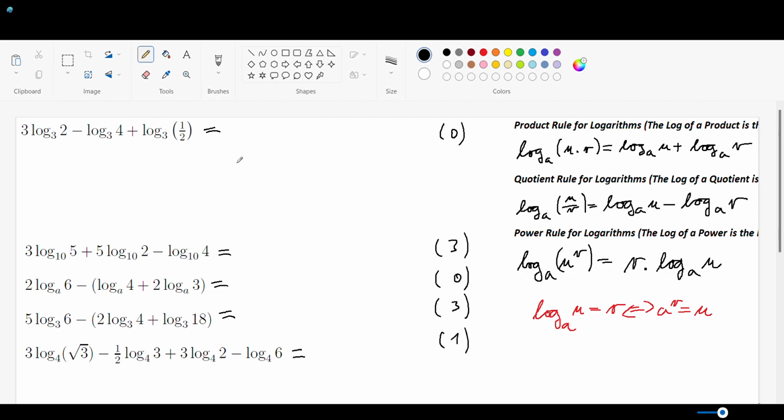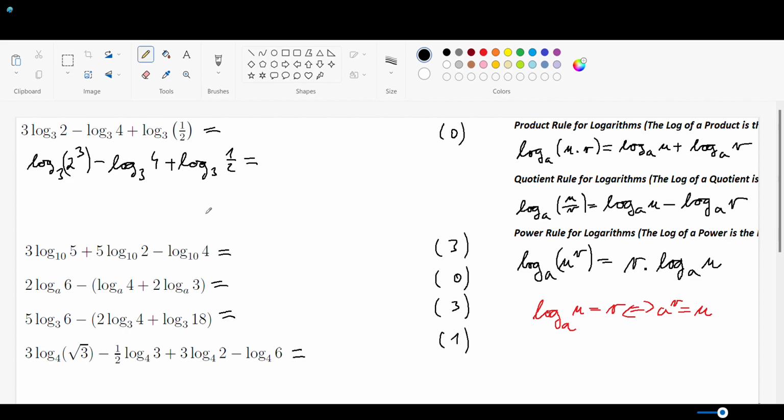First of all, you apply the power rule for logarithms, which means this numerical expression can be written like logarithm base 3 of 2 to the power of 3, take away logarithm base 3 of 4, plus logarithm base 3 of 1 over 2, is equal to.